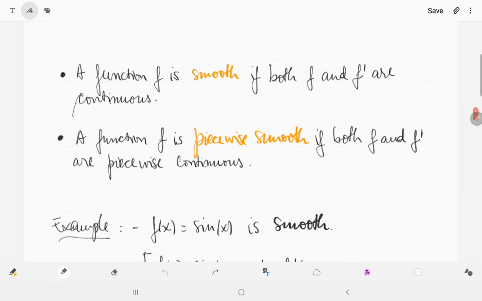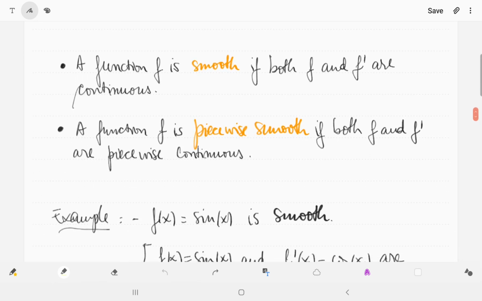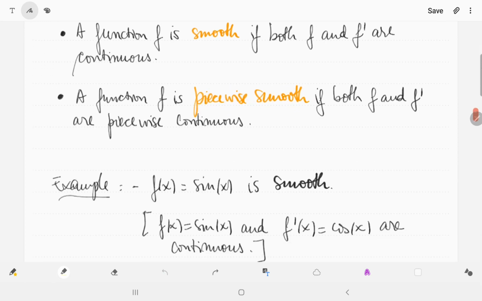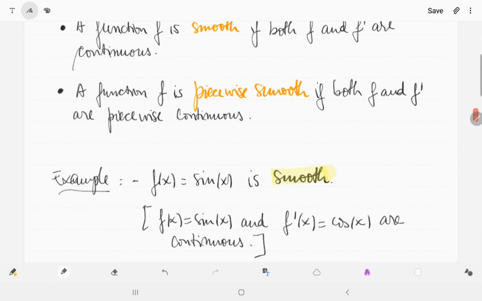Now, the concept of smoothness. A function f is smooth if both f and f prime, the first derivative of f, are continuous. A function f is piecewise smooth, you can already deduce that, if both f and f prime, the first derivative of f, are piecewise continuous. Okay, so here we have an example. This function sine of x is smooth because f is this function which is continuous and f prime is cosine, which is also continuous.